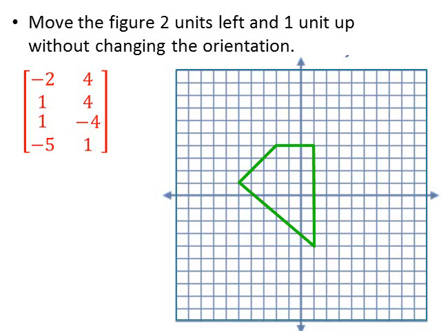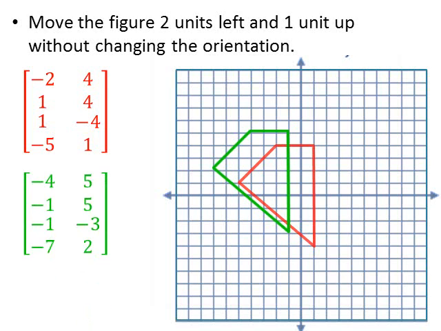One of the things we can do is move the shape without changing its orientation or size. So in this case, I'm going to move the shape 2 units to the left, and I'm going to move the shape also 1 unit up. And I'm going to rewrite a new matrix, a green matrix, that has the coordinates for the corners of this shape that I've moved along the graph. Moving the shape like this is called translating. So this is a translation.